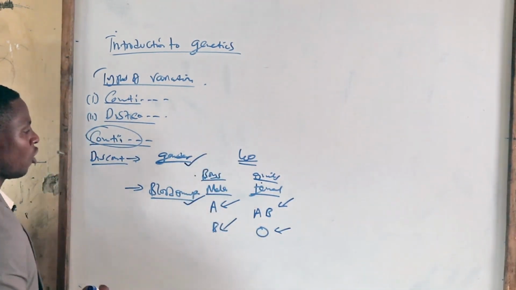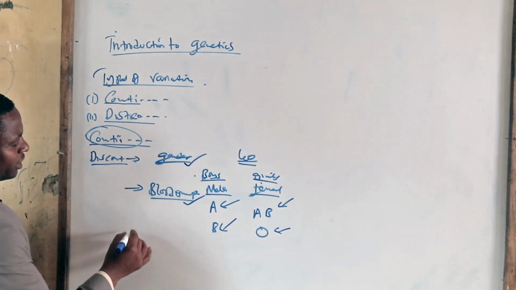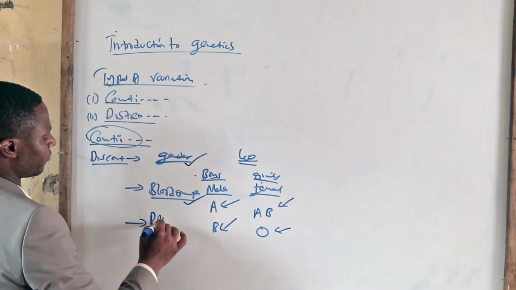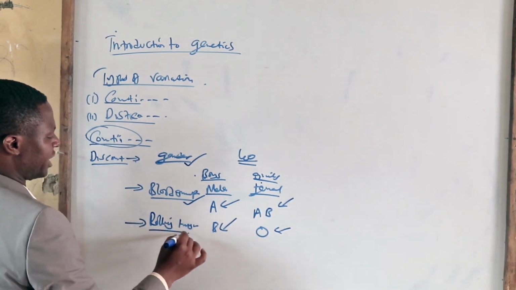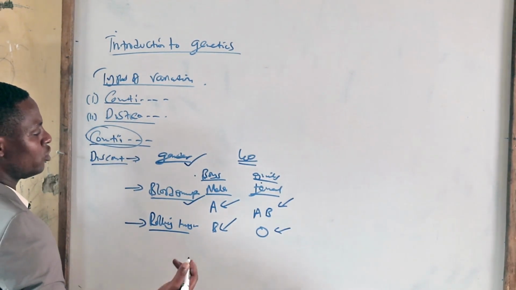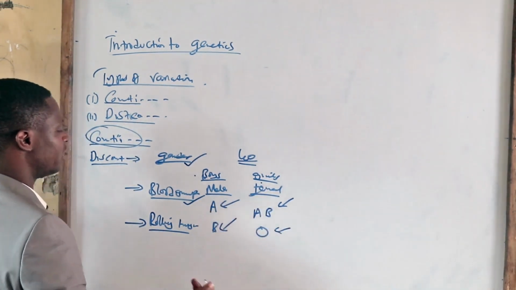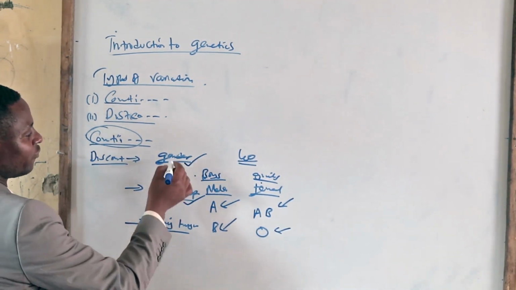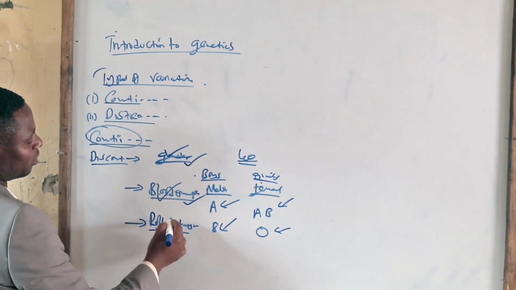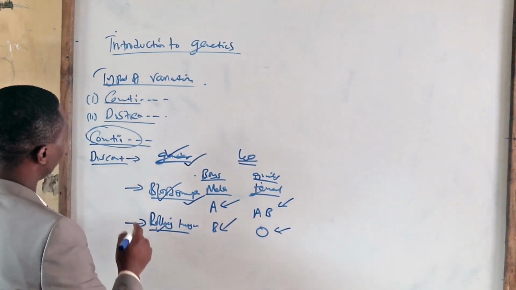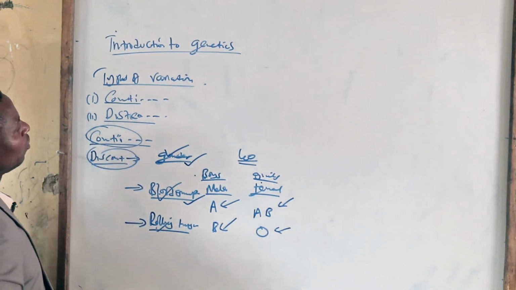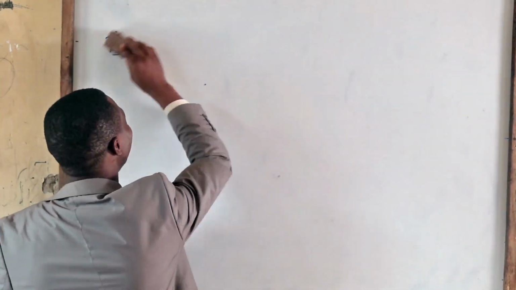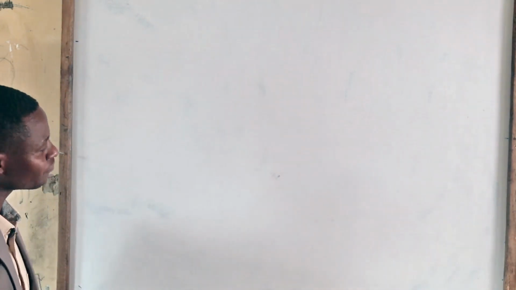So that is an example of a discontinuous what? Variation. Then we have another example, that is rolling of tongue. There are people who can roll the tongue and others who cannot. So we are able to differentiate between those that are tongue rollers and those that are non-tongue rollers. Therefore, gender, blood group, and tongue rolling are examples of discontinuous variation. So we now have the two types of variation, that is continuous variation and discontinuous variation.